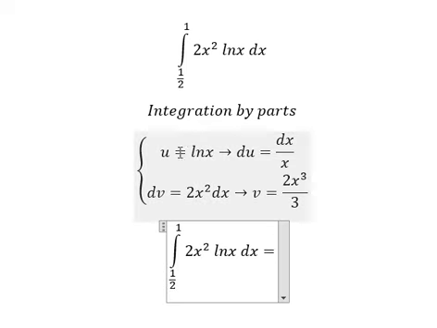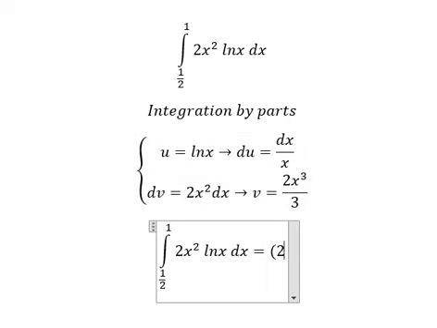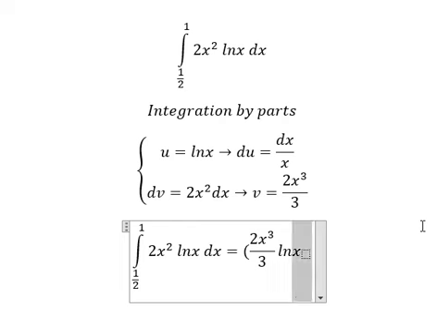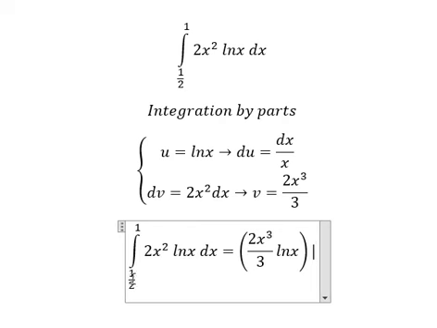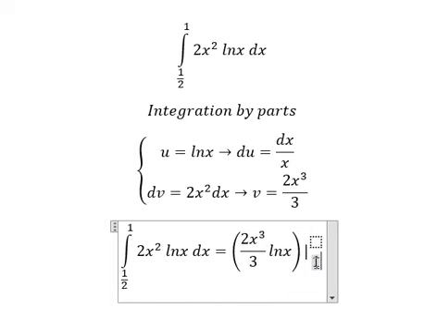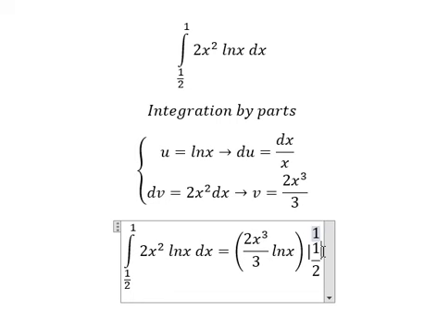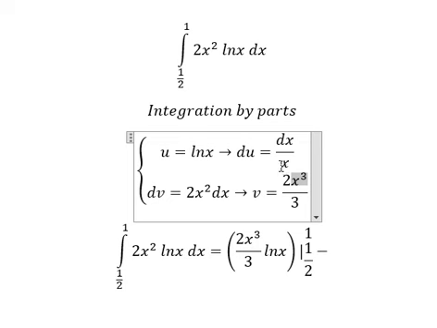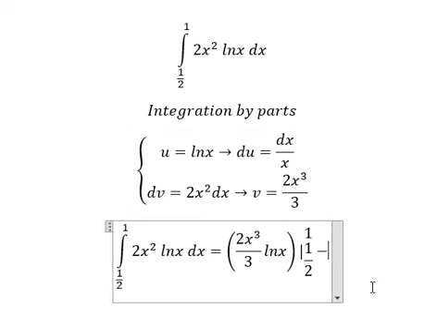So we have u multiplied by v. And later we put the bounds from 1 over 2 to number 1. Minus we have the integral of u multiplied by v. So this one divided with this one. So we have s squared.